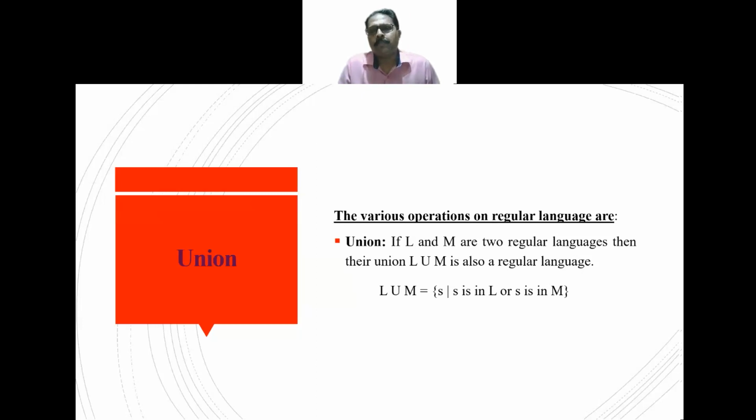Then moving to the various operations on regular language. The various operations on regular language are mainly union and intersection. First, we are discussing the union operation. If L is a regular language and M is also a regular language, then L union M is also a regular language. L union M is equal to the set of S such that S is in L or S is in M. S can be either in L or in M.